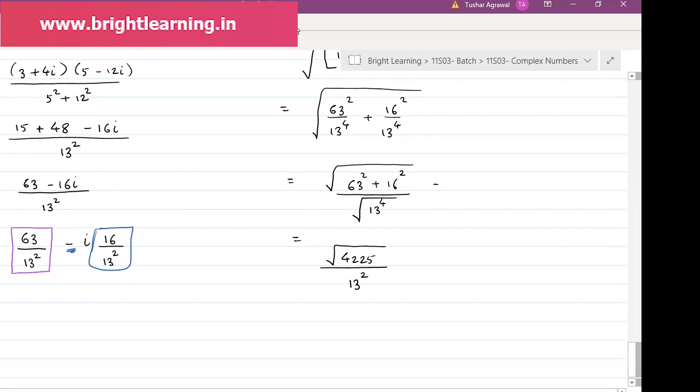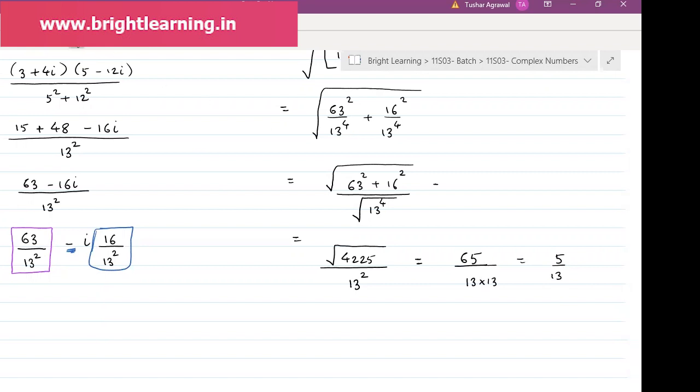Up till this point, is it clear? Yes, sir. 4225 under root is 65, so this is 65. We are doing it correctly. This is 65, and the denominator there was 13 square, so 13 into 13. So 13 gets cancelled, 13 fives are 65, and 13 remains.